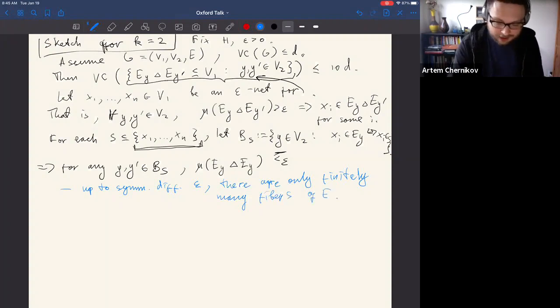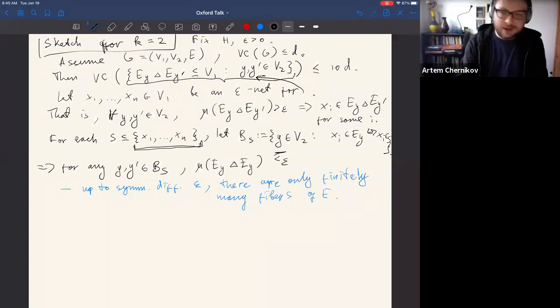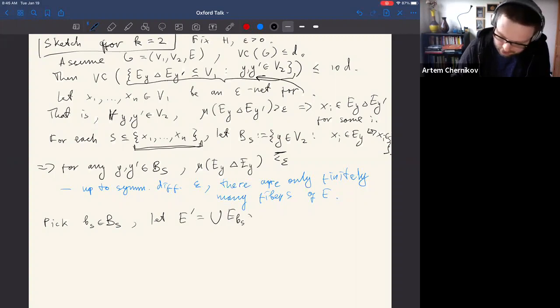Okay. But now we're essentially done. Given this finiteness of fibers, it's not hard to write an approximation for E in terms of boxes. Namely, we pick some point in each of the sets BS, and we consider the relation E prime, which is given by the union of the fiber at BS times the corresponding set BS.